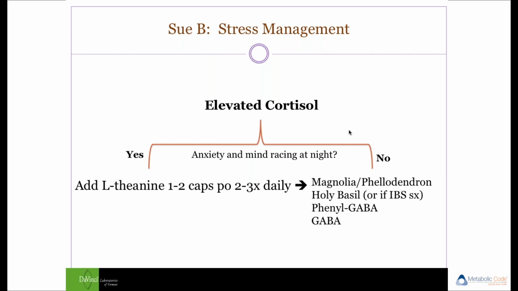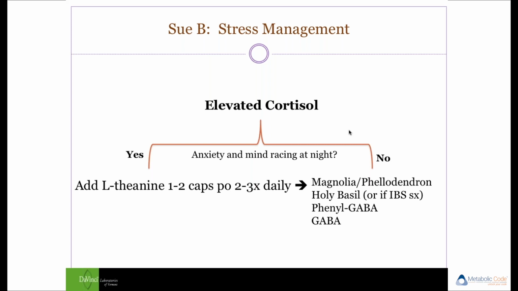So what do we do about elevated cortisol? Well, for anxiety, if they have anxiety and mind racing at night, I will add some theanine to help decrease that hamster on a wheel. So L-theanine is a green tea extract, usually 200 to 400 milligrams, 1 to 2 caps, 2 to 3 times as needed. But for sort of baseline elevated cortisol control, I really use a lot of magnolia and phellodendron. This is just a mainstay in my practice because it helps to lower cortisol levels.